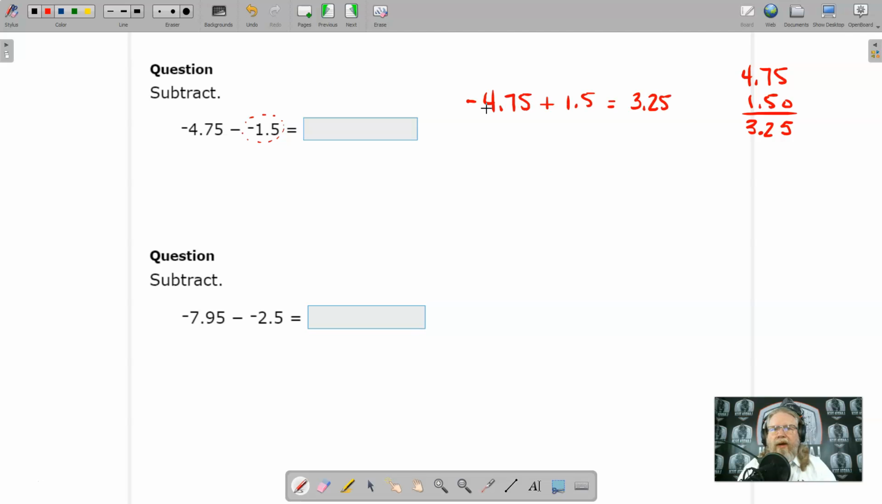Now, the one with the greatest absolute value is the sign we're going to use. So negative 4.75 has a greater absolute value than 1.5. So since negative 4.75 is negative, my answer is going to be negative.